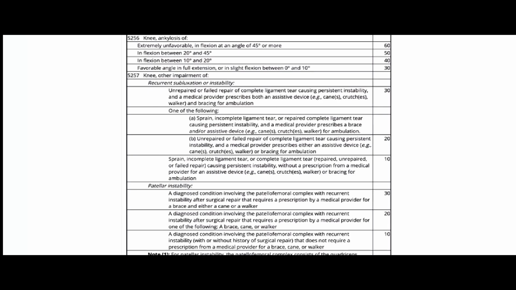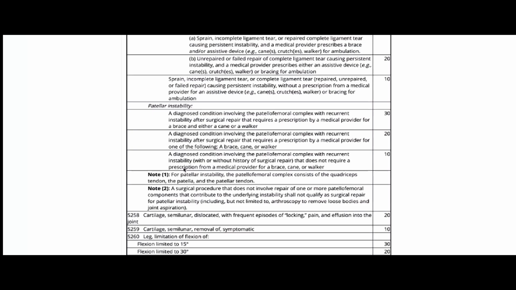And so from a rating standpoint, ankylosis of the knee under diagnostic code 5256 rates at 60% if the flexion is at an angle of 45 degrees or more. Flexion in between 20 and 45 degrees, with ankylosis, is a 50% rating, and it goes down from there. When there's ankylosis of the knee, you're looking at a 60, 50, 40, 30, 20, or 10% rating.